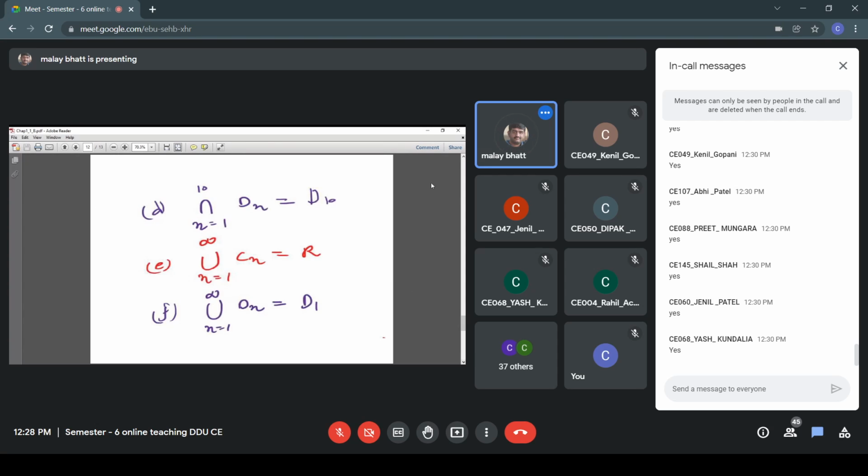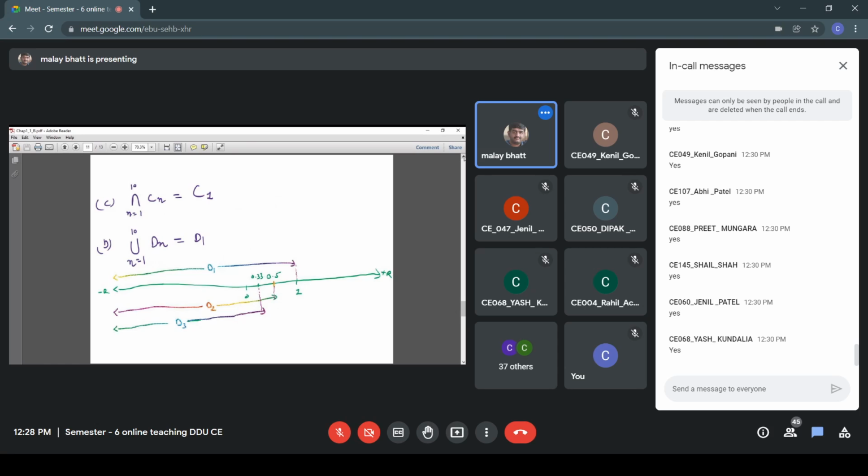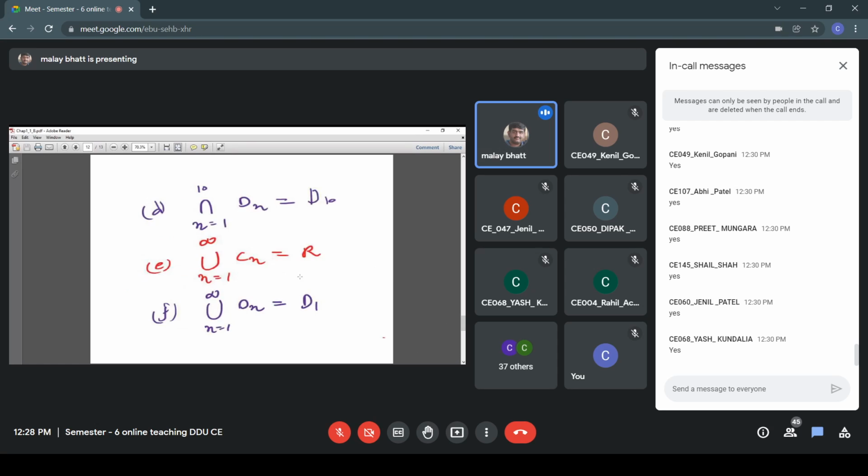Okay, so we have more interesting examples here. N is equal to 1 to 10, intersection of Dn. Can you give the reason for this? Why is it D10? The intersection of Dn for n from 1 to 10 is giving us D10, the first one. Can you give the answer in the chat window why it is D10?